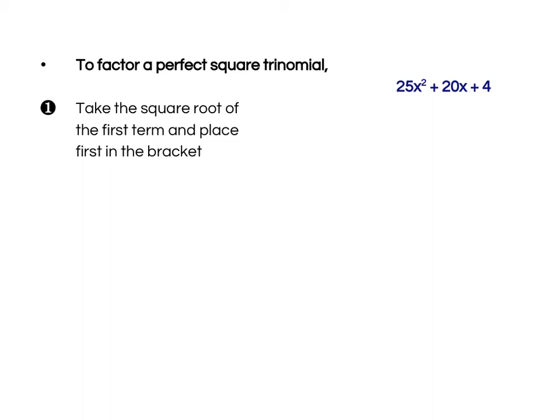So to factor a perfect square trinomial, these are the steps that I want to take. The first step is that I'm going to take the square root of the first term and place it in the bracket. In a perfect square trinomial, I'm always going to have something bracketed and then squared, because remember, that square comes from the fact that it is a square, right? And the two sides are going to be equal to each other. So I'm going to take the square root of the first term and place it in the bracket.